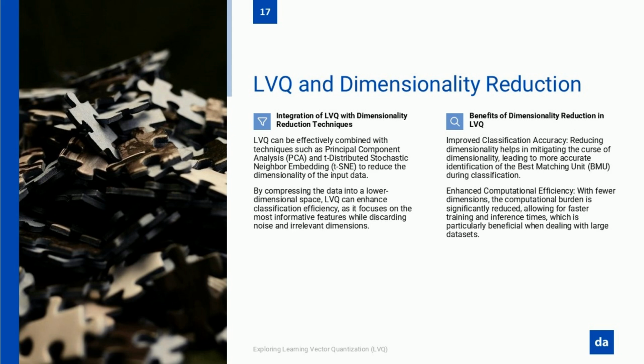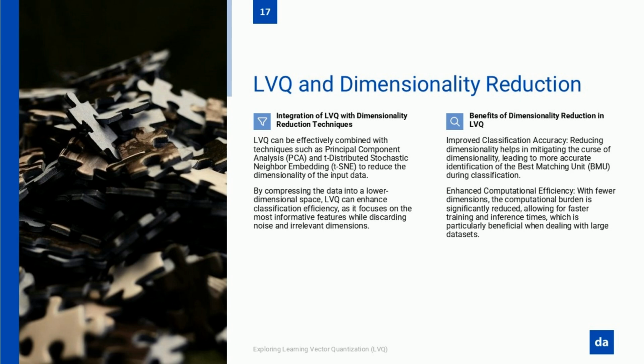Another powerful approach is t-distributed stochastic neighbor embedding, t-SNE. Unlike PCA, which focuses on variance, t-SNE is great for visualizing high-dimensional data by mapping it into a low-dimensional space while preserving relationships between points. It's perfect for spotting hidden clusters and patterns in complex datasets.